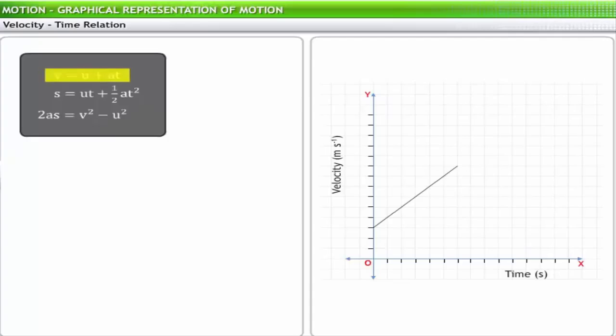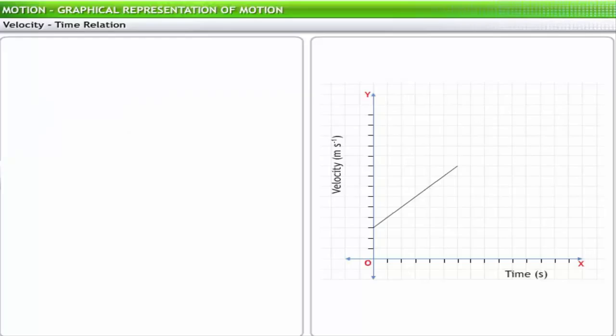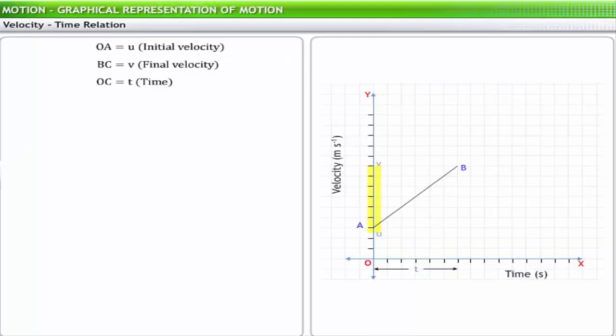The first equation of motion is known as the velocity-time relation. Consider a velocity-time graph for a uniformly accelerated moving object as shown. In the graph, u is the initial velocity of the object represented by the point A. V is the final velocity represented by the point B. T is the time in which velocity changes from u to v.